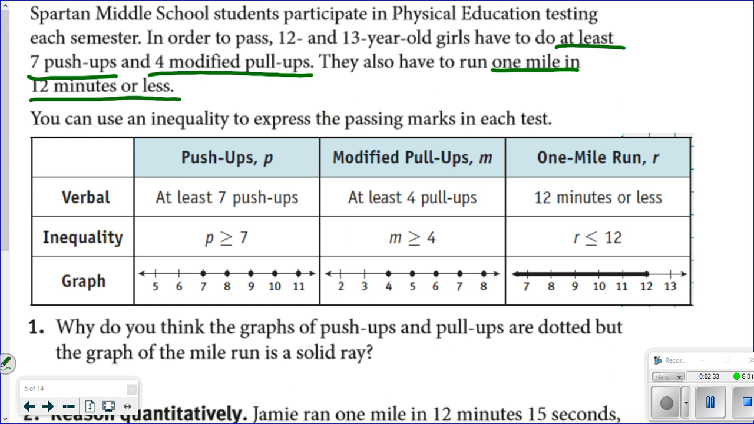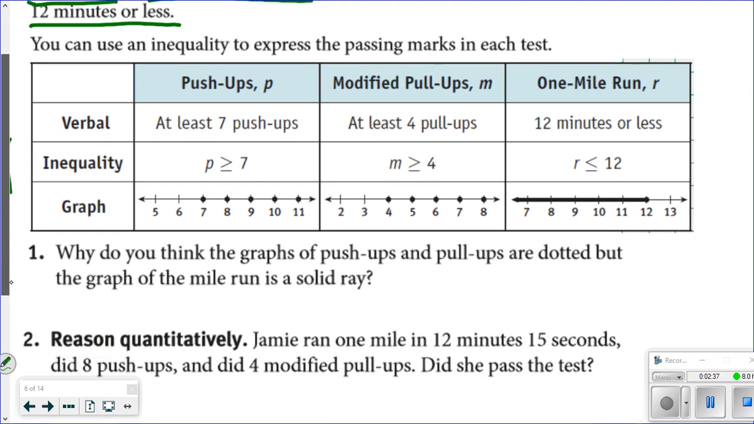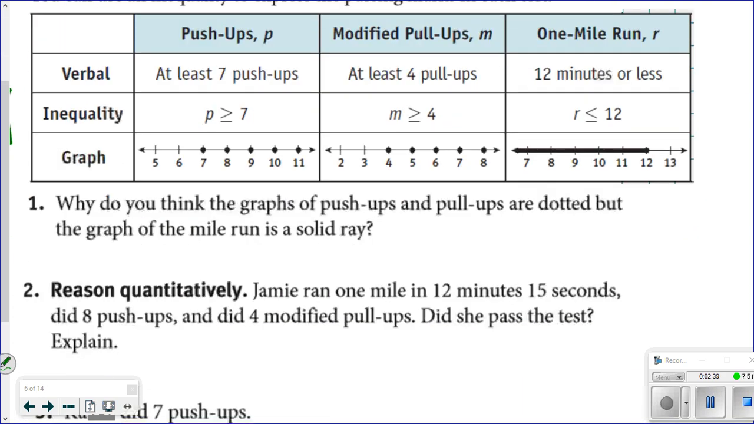So, question 1, I want you to write down what you think. You might need to pause the video, but why do you think the graphs of push-ups and pull-ups are dotted, but the graph of the mile run is a solid ray?